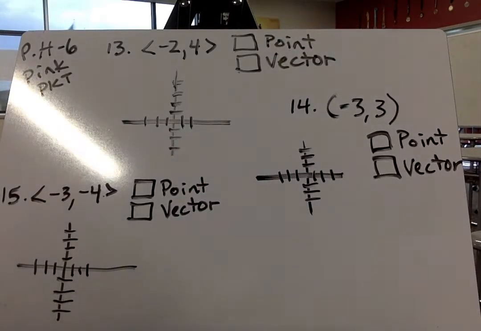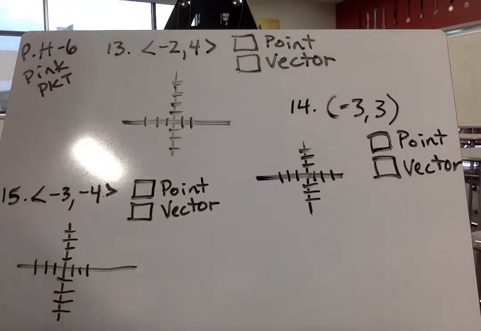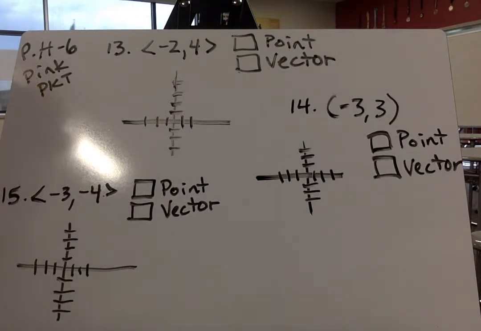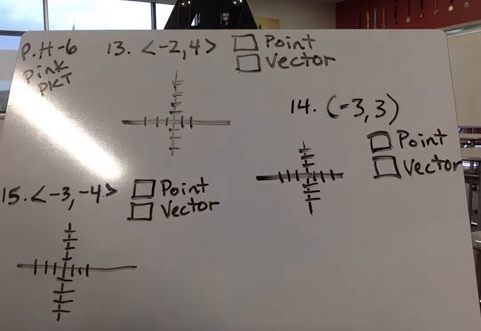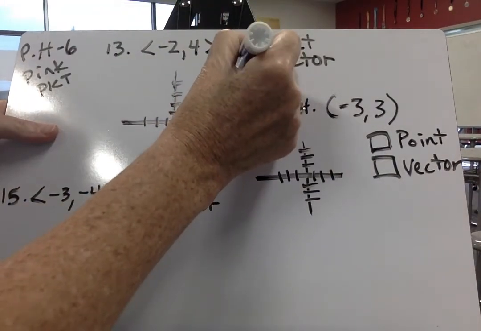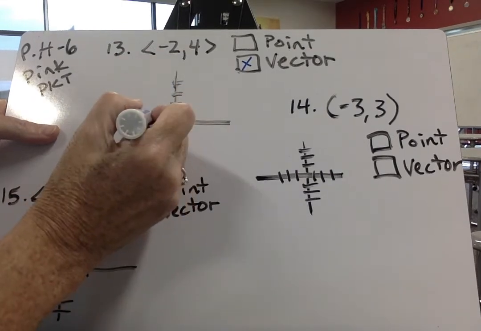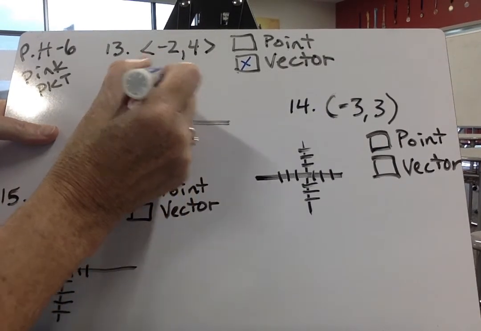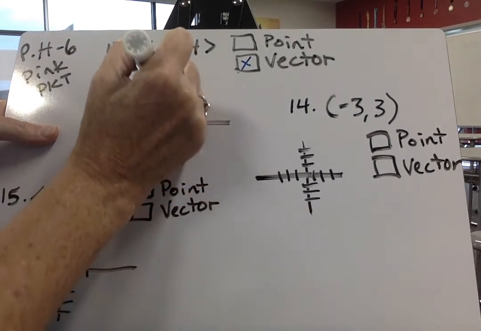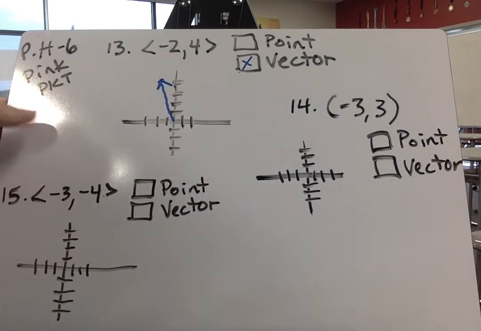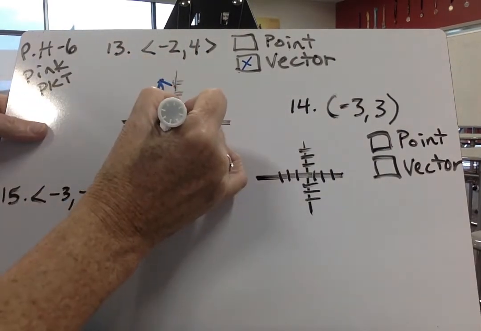Okay, so number 13 on that, you have to say whether it's a point or a vector. So we just look and it has angle brackets, so we know it's a vector. And we are going to go ahead and mark vector. Start at the origin, go -2 and 4. There you go. And you're done. See how easy that was?